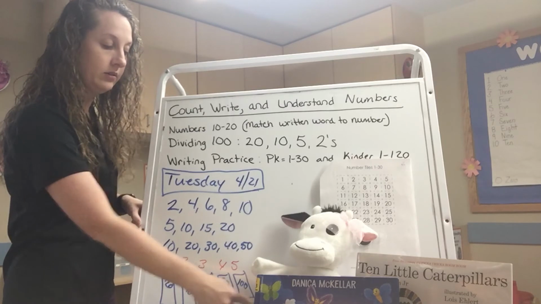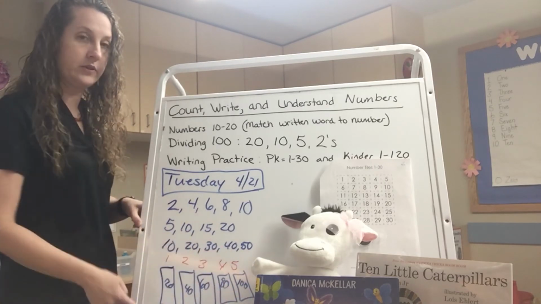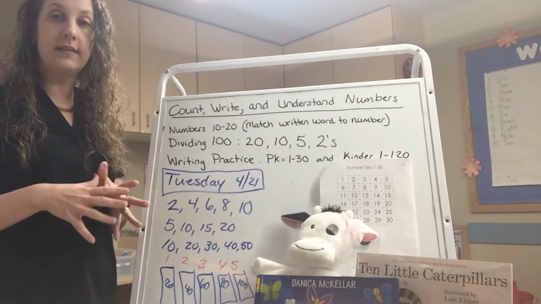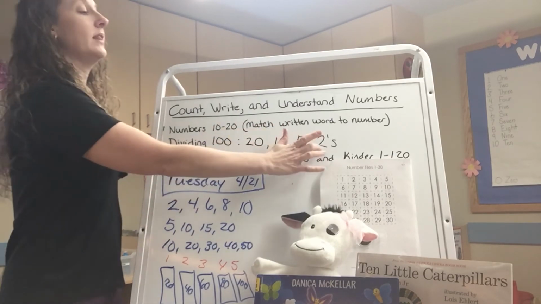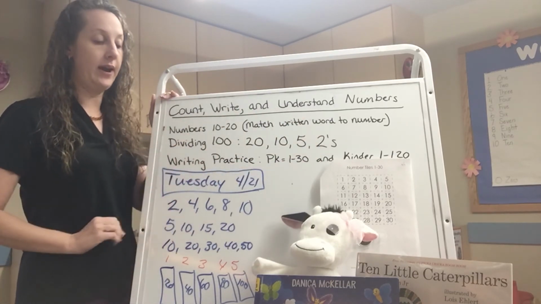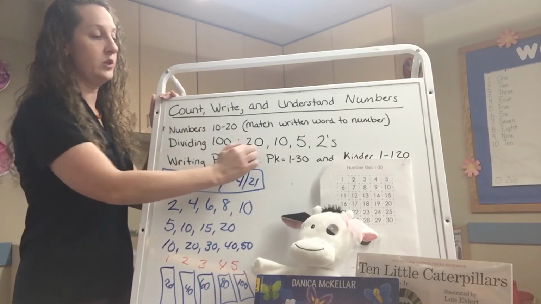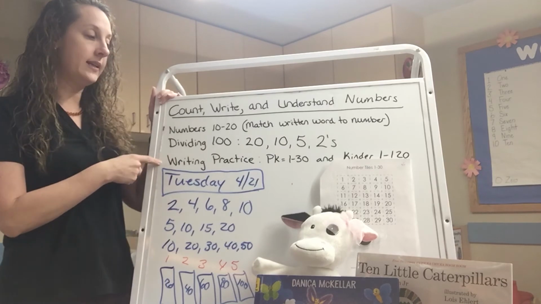Was it the 20 groups? I had 5 groups of 20. Was it 10, 5, or 2s? So make sure you text in over Kinderline to tell me. That tells me you did your homework for today. So tell me how many groups had the most. Which one?